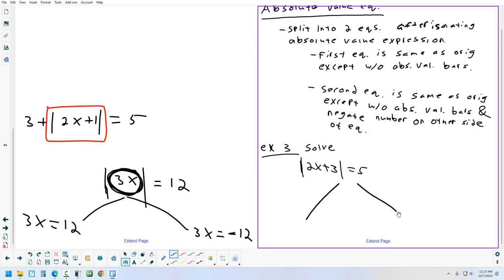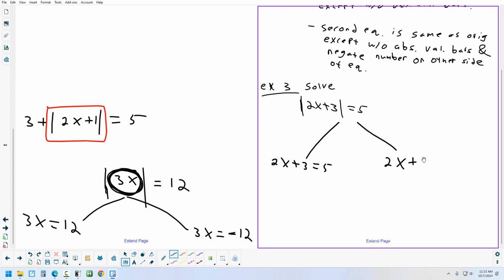Can anyone give me the first equation that it's going to split up into? Yep. 2x plus 3 equals 5. And the second equation? Yeah. 2x plus 3 equals negative 5. Perfect. And now you solve each linear equation just like we did at the beginning. So we're going to get 2x equals 2 by subtracting the 3 from both sides. And we end up with x equals what for my first answer?